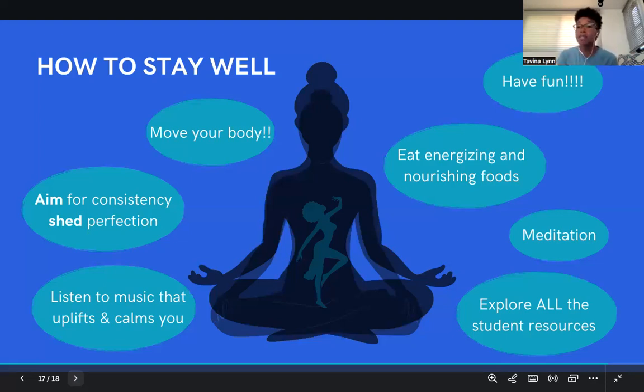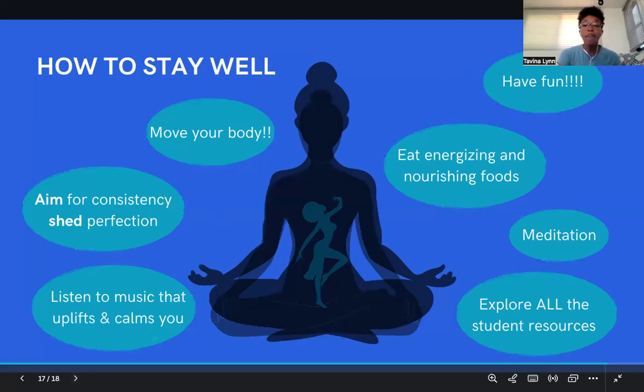So I've put some suggestions here for you. Add to, take away, whatever works for you. And these are some things that are evidence based, right? Like moving our body, exercise is important. Find something that you love to move, that you enjoy doing and moving your body, right? For me, I love dance, I love walking, I love yoga. So these are the ways that I move my body.